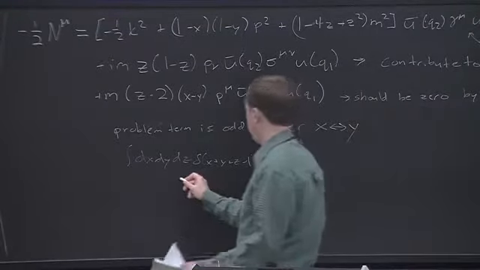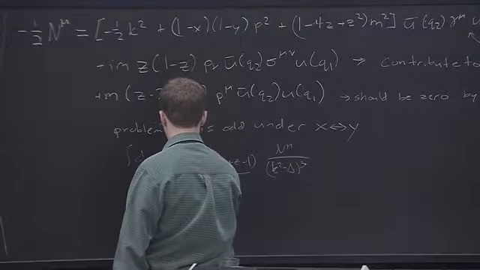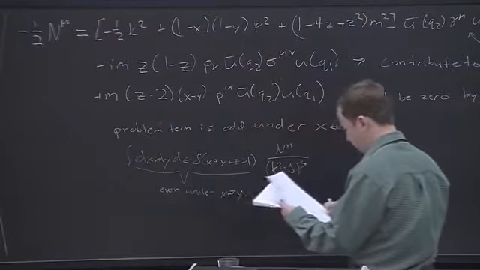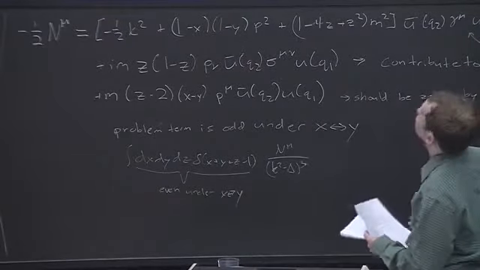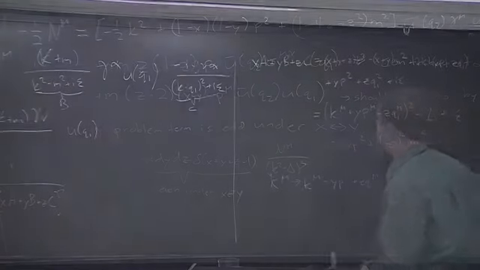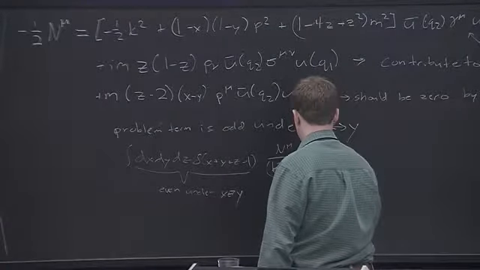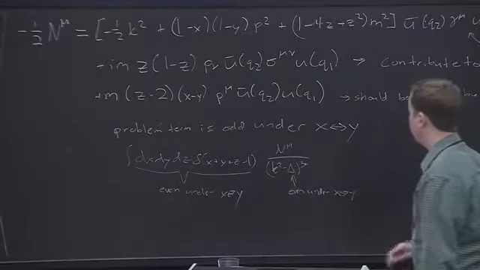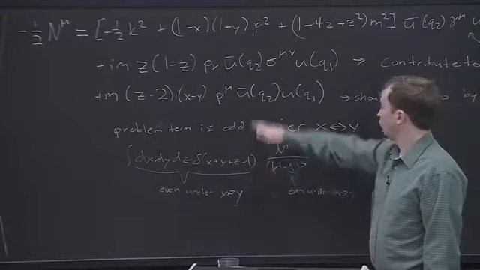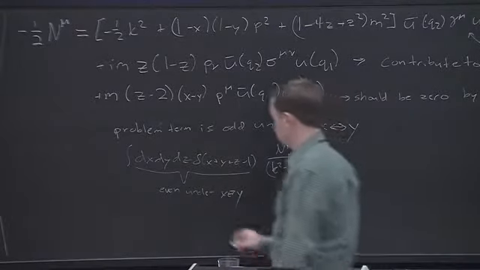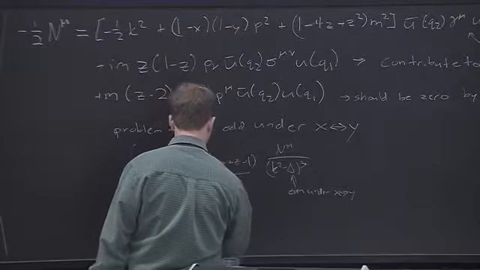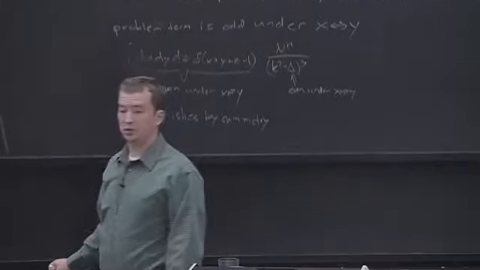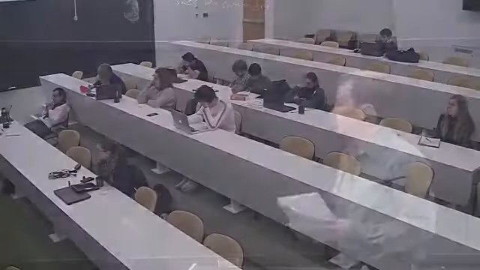And this part here, the measure, is even under x to y. And delta, which I wrote on the top board, is also symmetric. This is even under switching x and y. So the problem term has to vanish by symmetry. And we're okay. It means we didn't make a mistake. We didn't accidentally break gauge invariance by something we did.